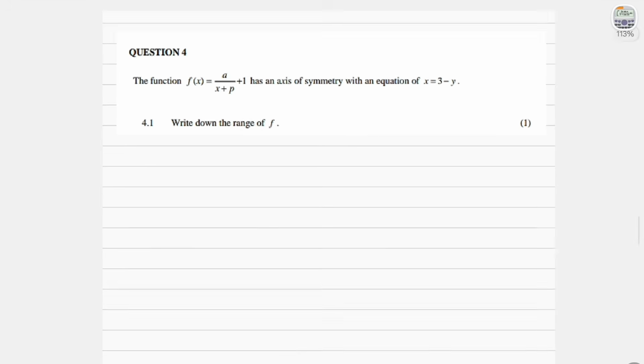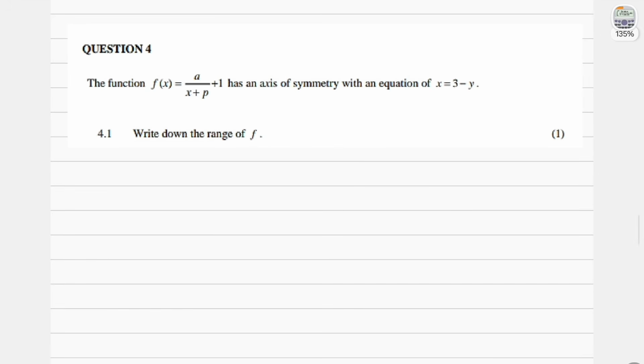Question 4 says, the function f of x is equal to a over x plus p and then plus 1. So they only give us that. It has an axis of symmetry with an equation of x is equal to 3 minus y. You just have to put it in its standard form, y is equal to. And 4.1 says, write down the range of f.